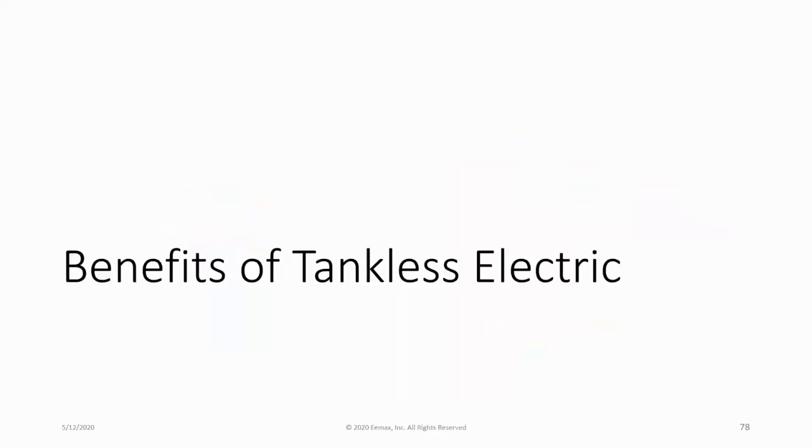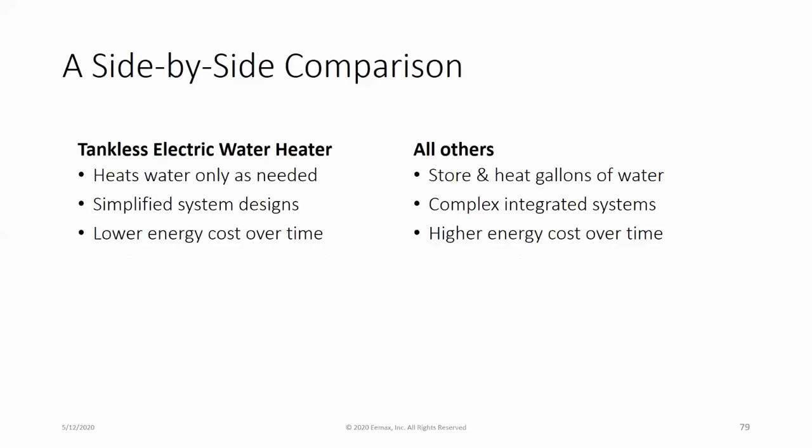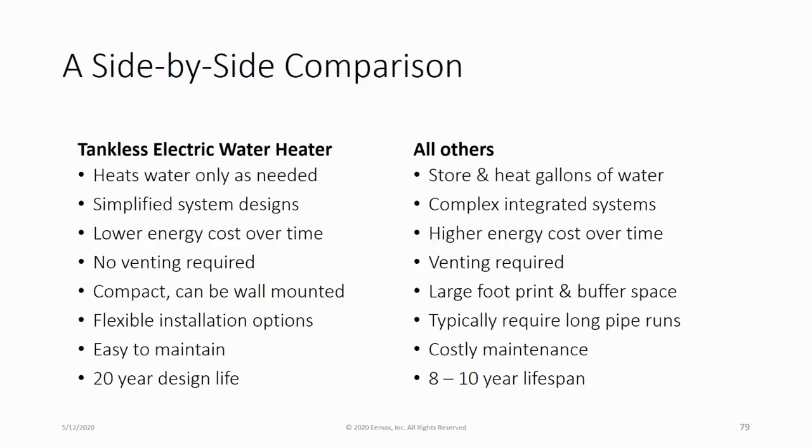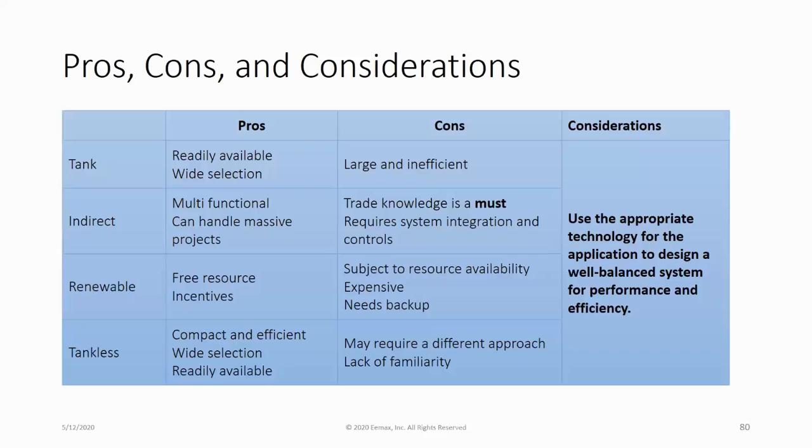So tankless electric, what are some of the benefits compared to all the others? Kind of a little redundant here. So tankless electric heats water on demand, no venting, compact size for easy and simplified installation and systems, wall mounted, and they can provide a 20-year lifespan due to the limited wear and tear from the limited use. All the others, you're going to have venting, more complex systems, longer pipe runs, less efficient, but understanding the project and the scope of it is the key to making the right system. And that's the goal at the end of the day.